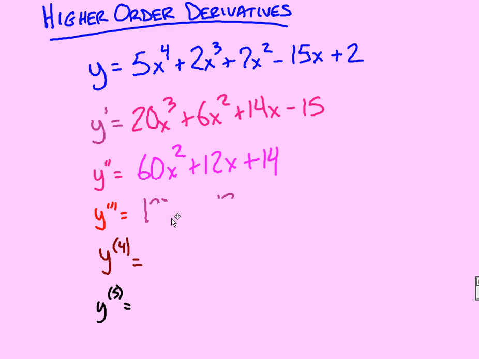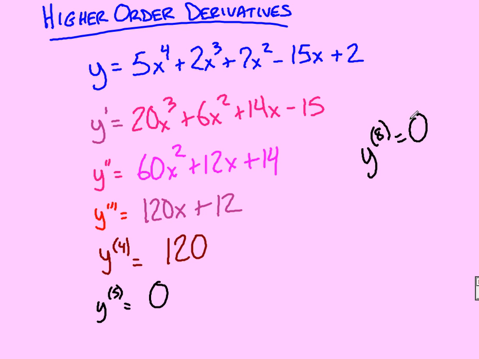Well, if I keep doing these derivatives, I get 120x plus 12. If I do that derivative, I'm just left with 120. Well, if I do that derivative, what am I left with? It's going to be just, well, nothing, a constant. So that means anything I do after this, maybe I want to know what the eighth derivative of that is. Well, it's still 0 because I'm taking the derivative of a constant.